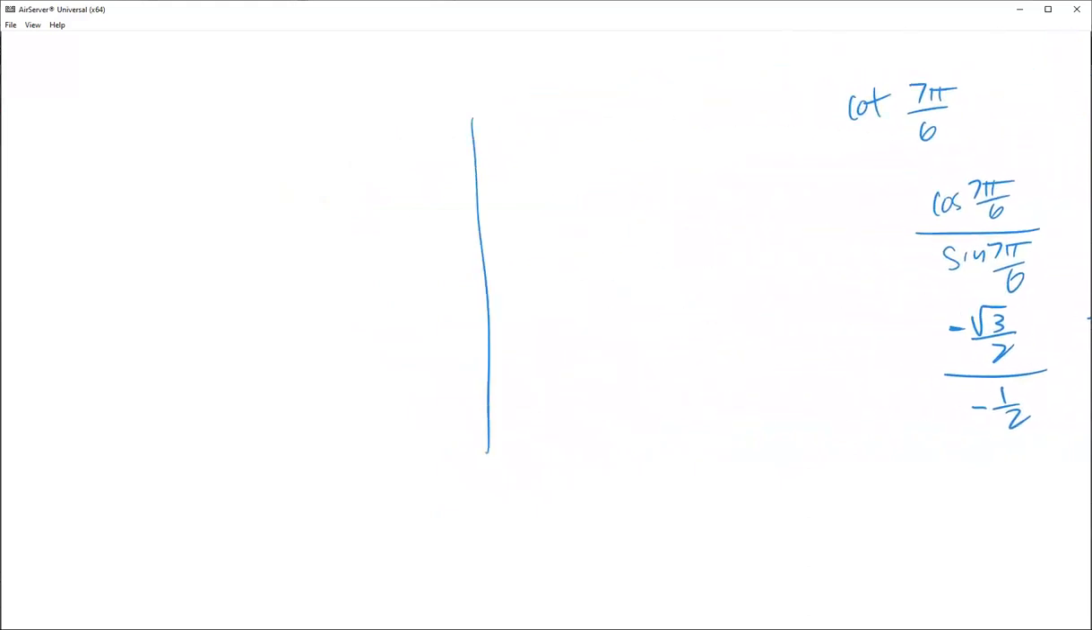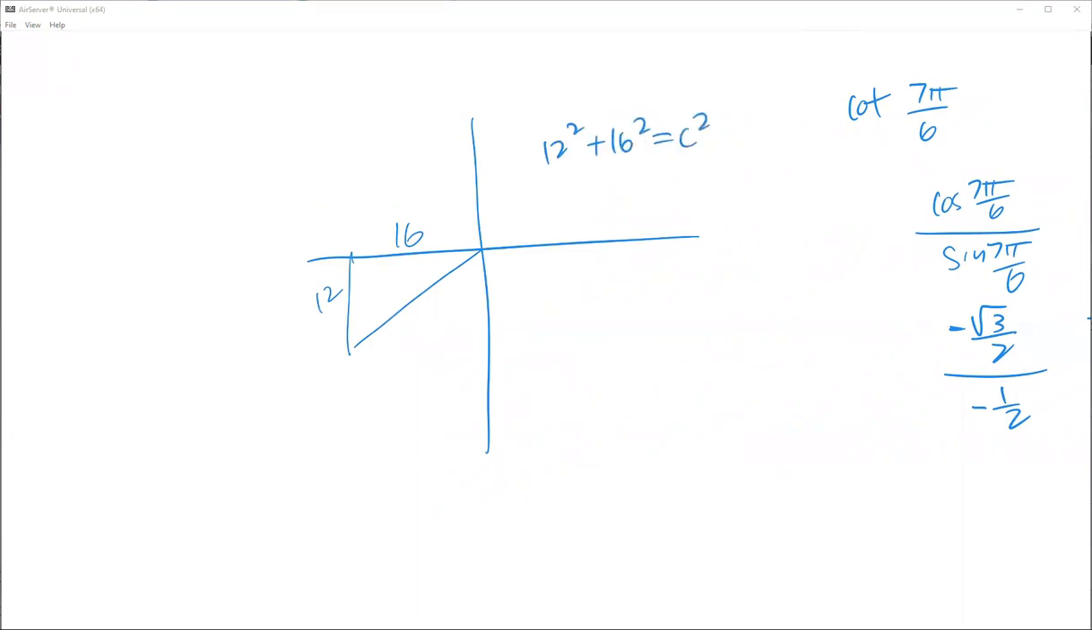Letter B. We have the opposite, which is 12, and the adjacent is 16. You have to use the Pythagorean theorem, so it'll be 12 squared plus 16 squared equals c squared. 16 times 16 is 256 plus 144. So 144 plus 256 is 400, square root that, so this is going to be 20.